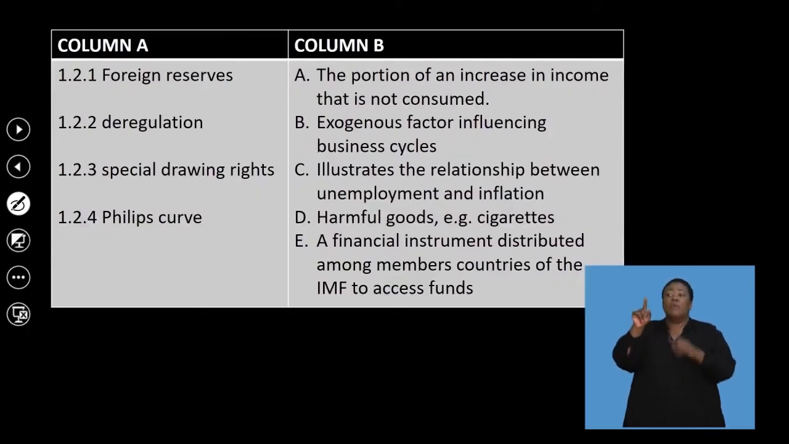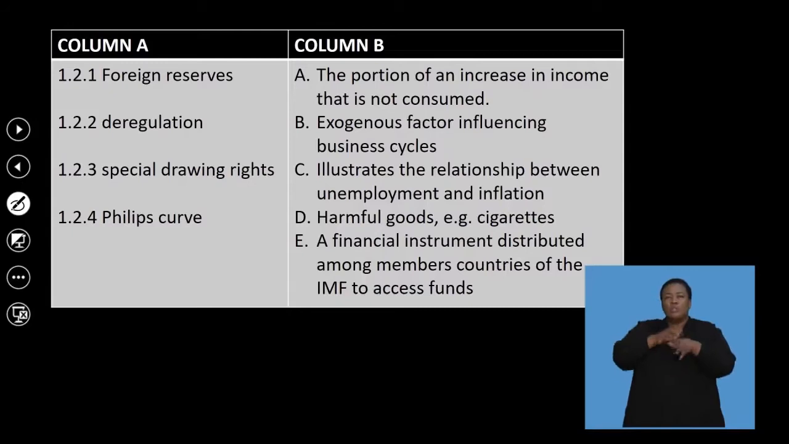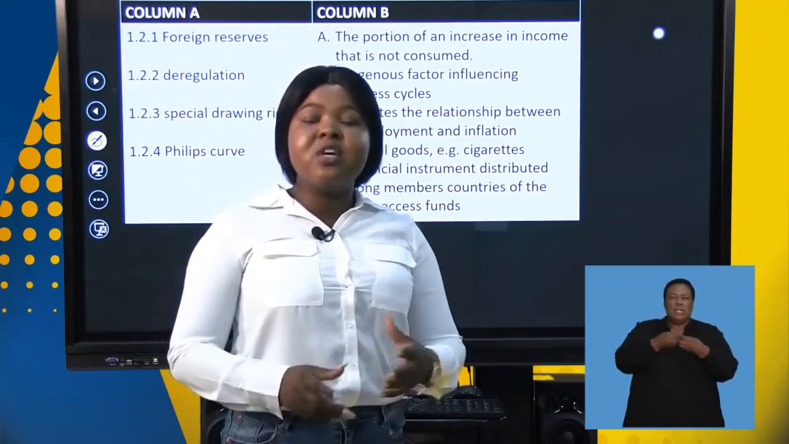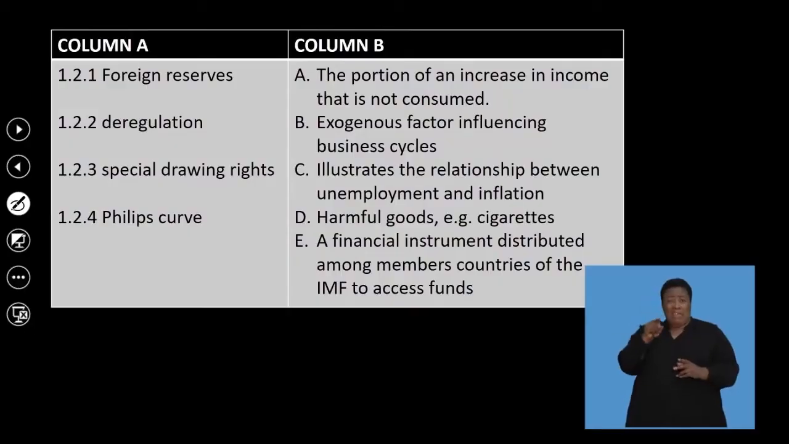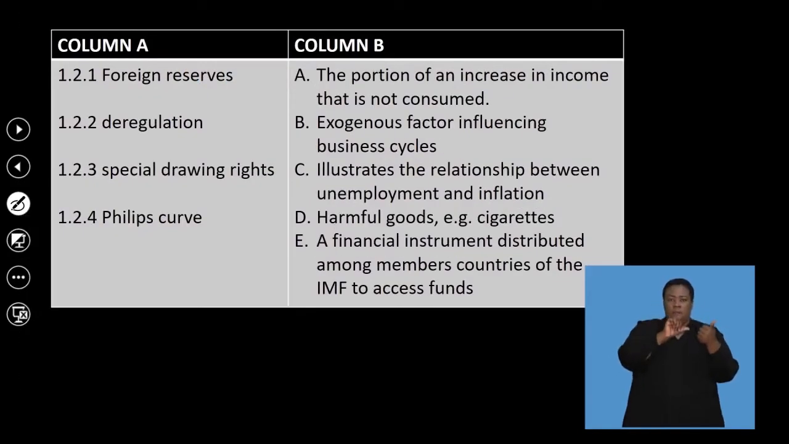Let's go back and look at the second question. It says exogenous factors influencing business cycles. Typically, when you get such a question, you would need to get examples of an exogenous factor, for example political factors, weather patterns, etc. Remember, exogenous factors are things outside the economy. So let's look for an example. We have demerit goods, open market, depreciation, deregulation, special drawing rights, and Phillips curve.